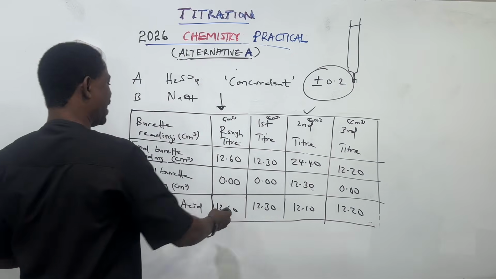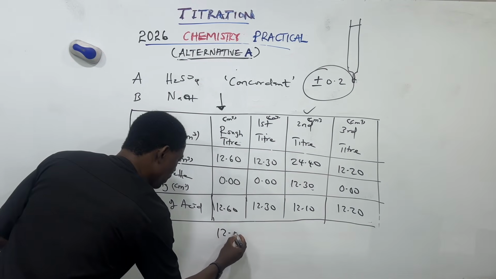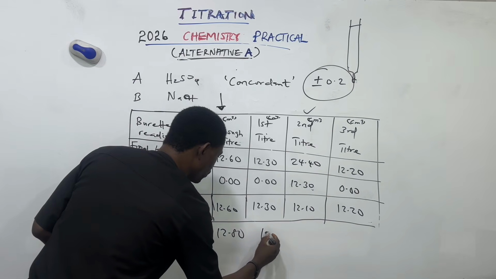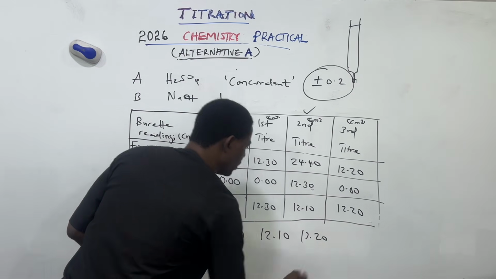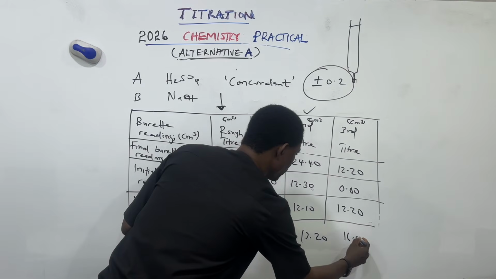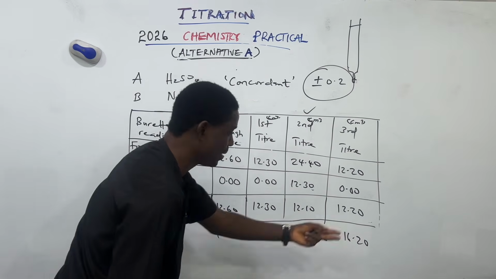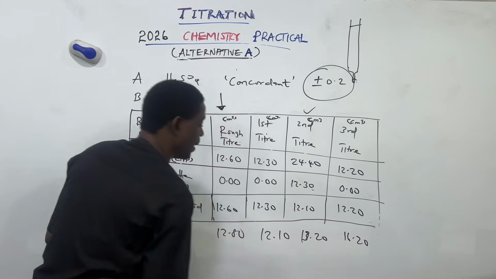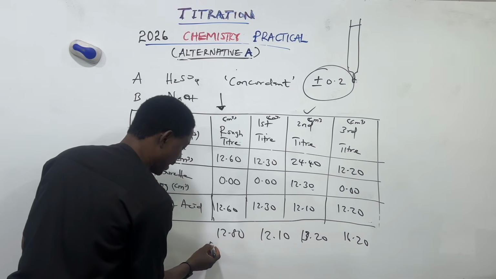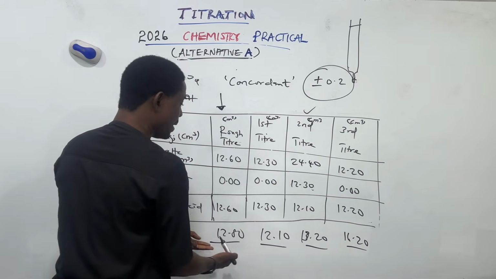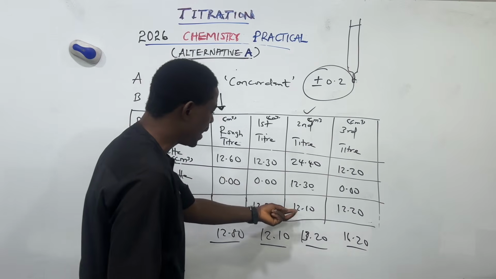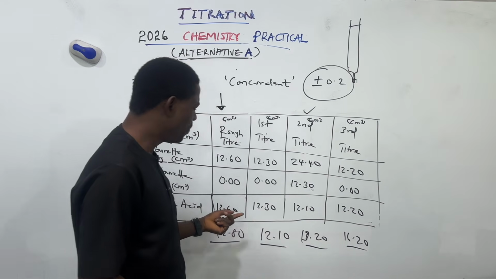Some of you, after getting your titration, will get 12.8 here, 12.1 here, 13.2 here, and 16.12 here. Look at this. This is a rubbish kind of titration, because there is nothing you can use here. They are not concordant, they are not close. So you must have at least 2 that will be very close.